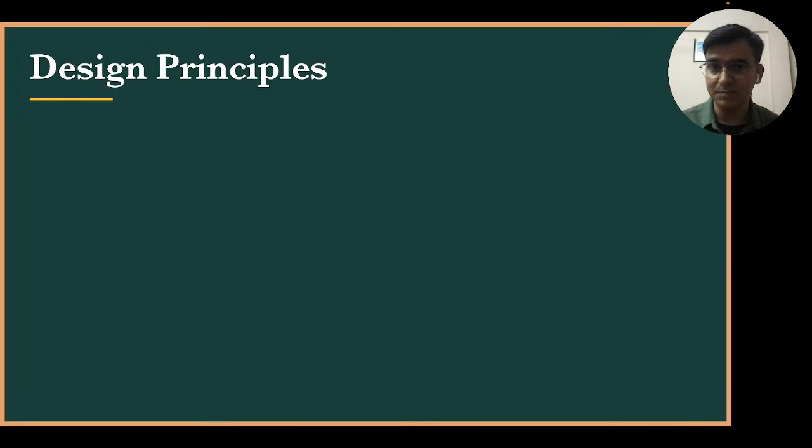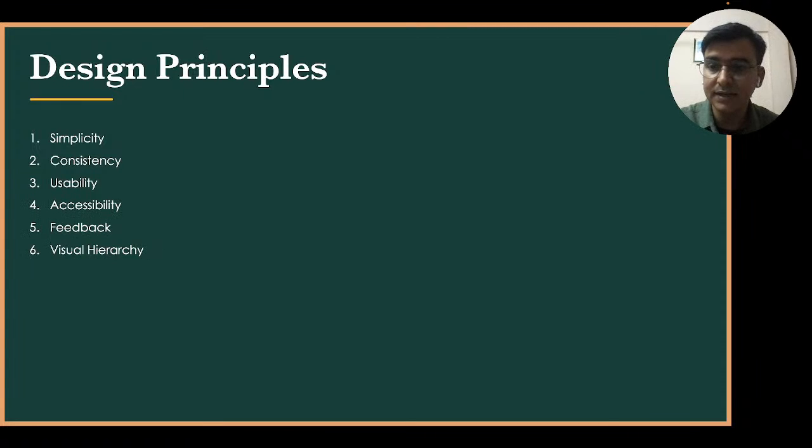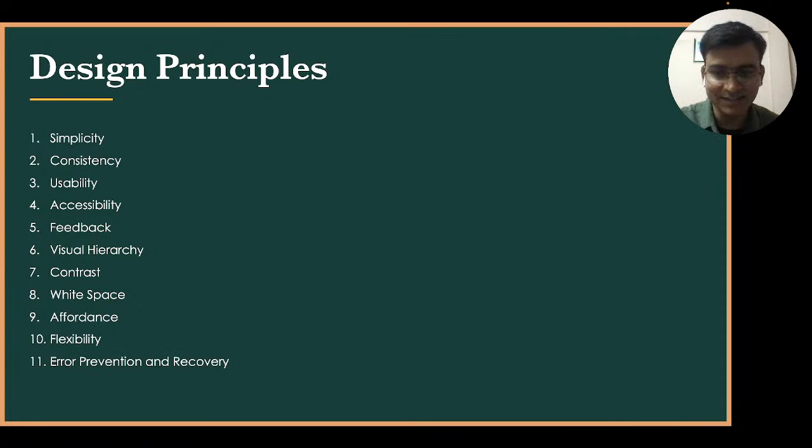Okay, so what are those principles? The first one is simplicity. We'll talk about each of these topics in the following sections. Okay, so first one, simplicity. Next, consistency, usability, accessibility, feedback, visual hierarchy, contrast, white space, affordance, flexibility, and last, error prevention and recovery.